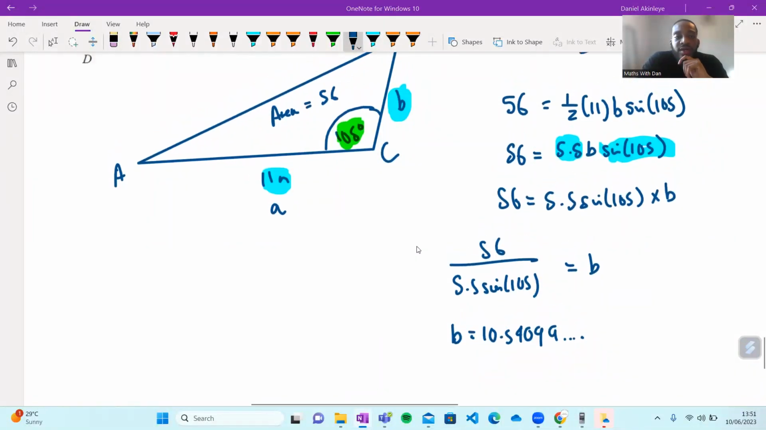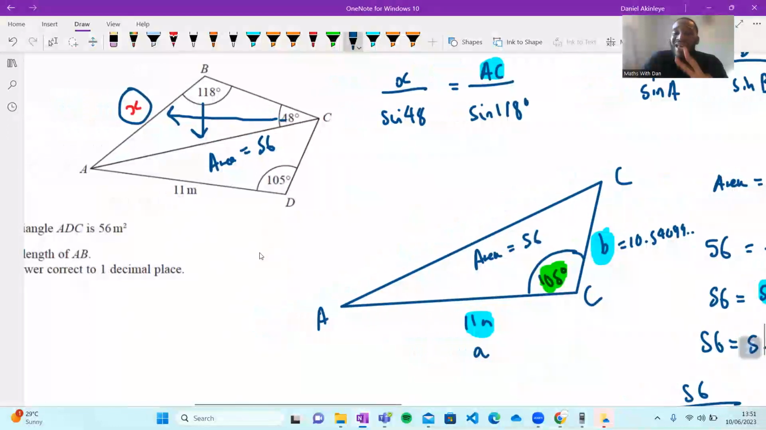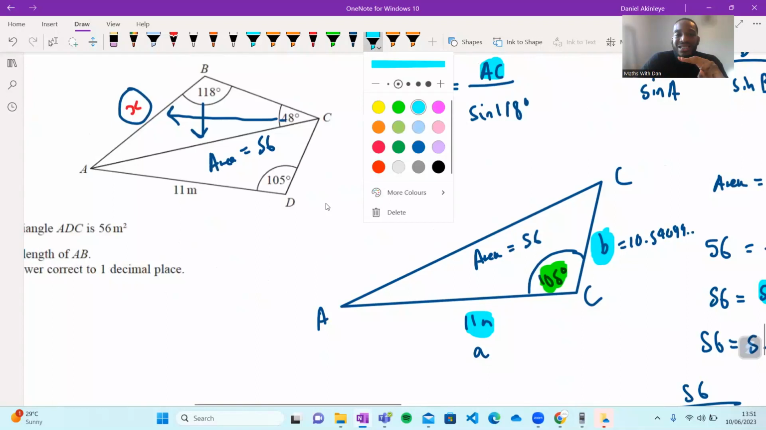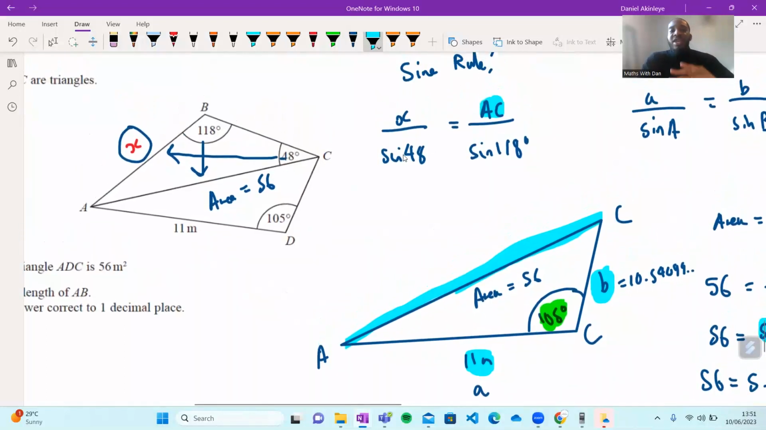Now, continuing, we know what this value is: 10.54099, and so on. Remember what the key to this question is, though. The key was figuring out what A to C is. Why was that the key? Because if I can figure out what A to C is, I can plug that into this sine rule formula on the top here and then rearrange to get X, which is what we're actually looking for.